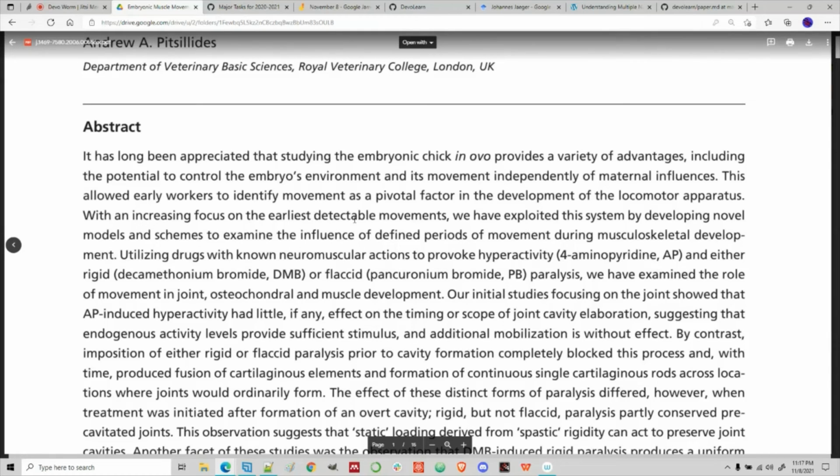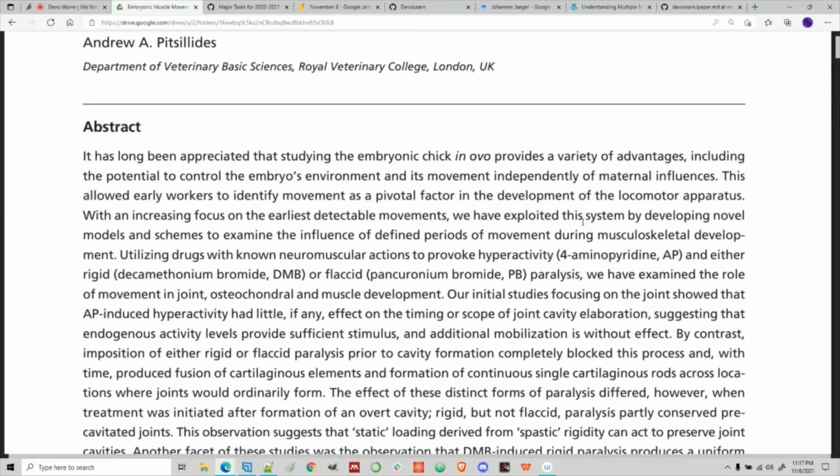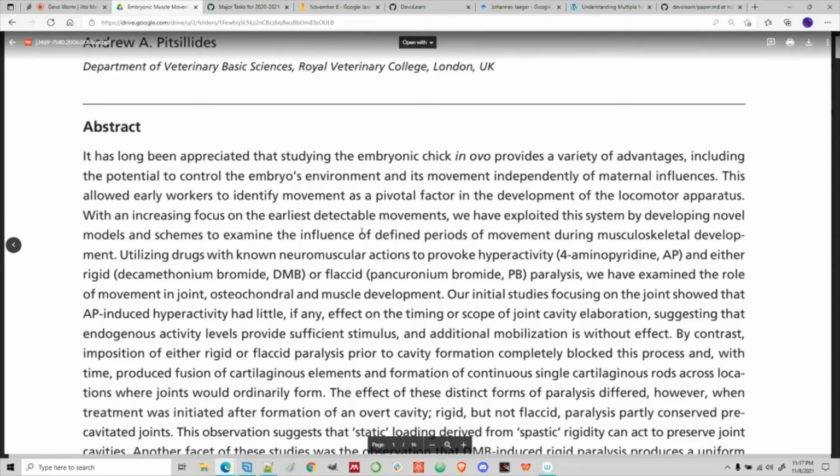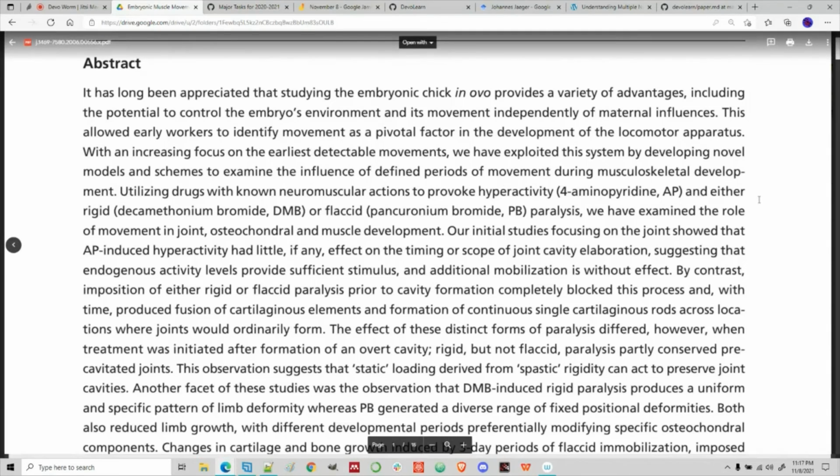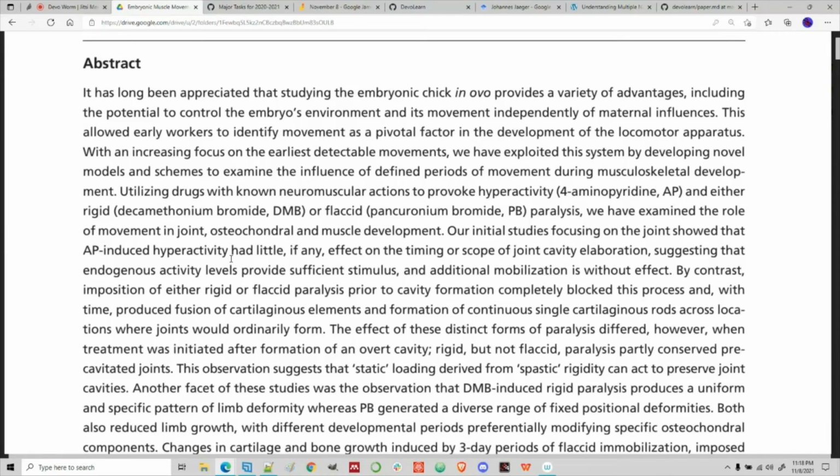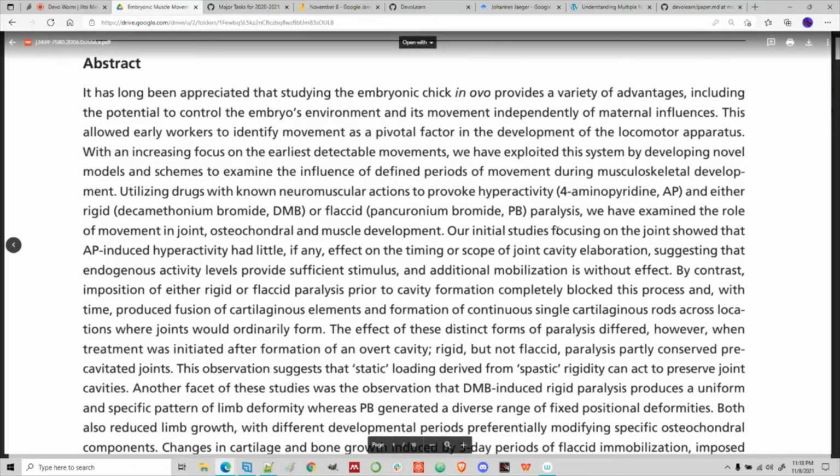With an increasing focus on the earliest detectable movements, we have exploited the system by developing novel models and schemes to examine the influence of defined periods of movement during musculoskeletal development. So they use a number of drugs to manipulate these movements early on, and they examine the role of movement in joint, osteochondral, and muscle development. Osteochondral refers to bone, hard lamellar bone, and also cartilage.